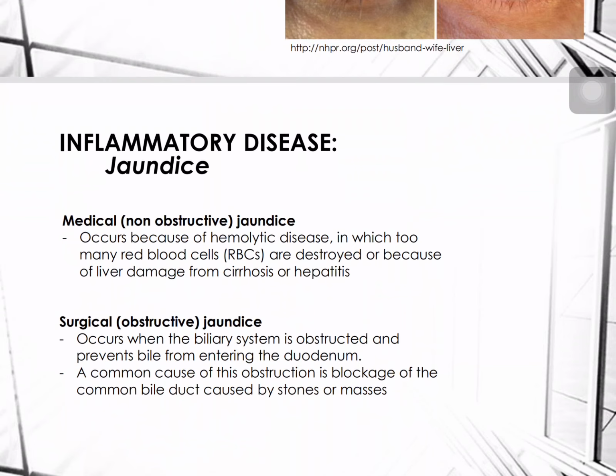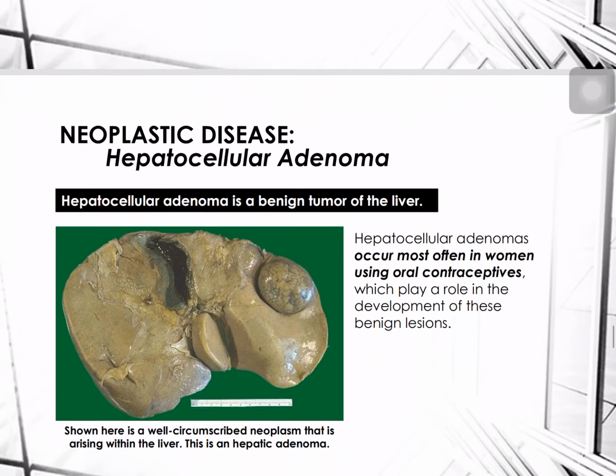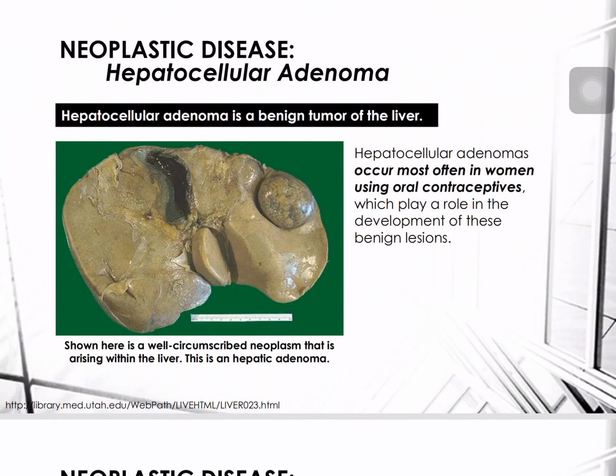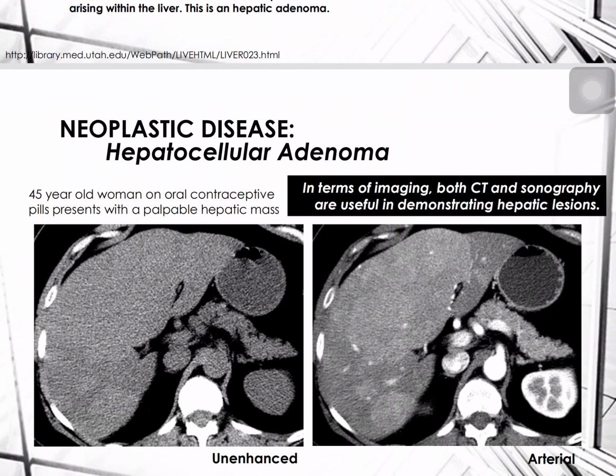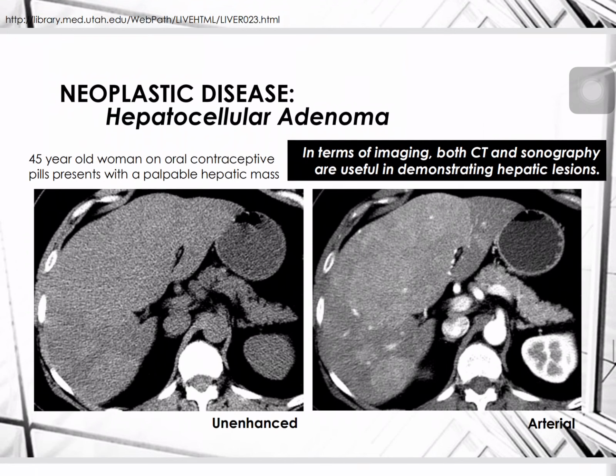Now that we're done with the inflammatory diseases, let us proceed with the neoplastic diseases. First is the hepatocellular adenoma. It is a benign tumor of the liver. These occur most often in women using oral contraceptives, which play a role in the development of these benign lesions. CT and sonography are useful in demonstrating hepatic lesions.